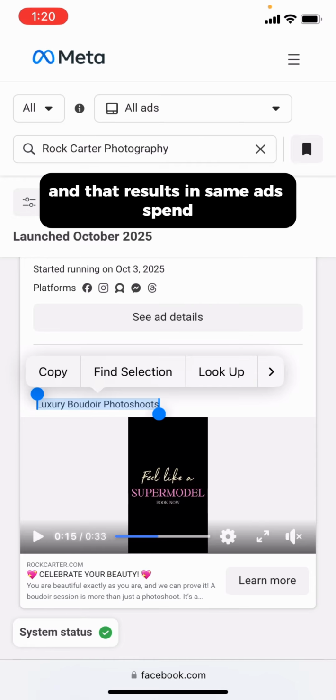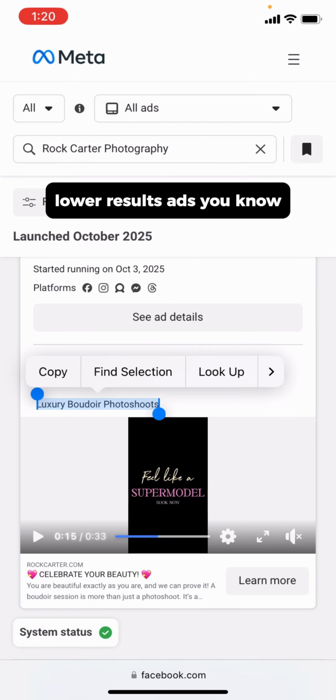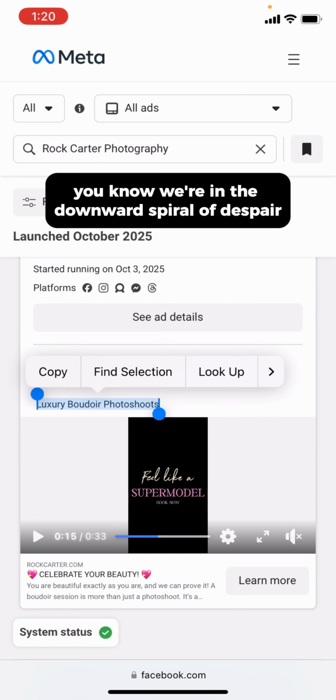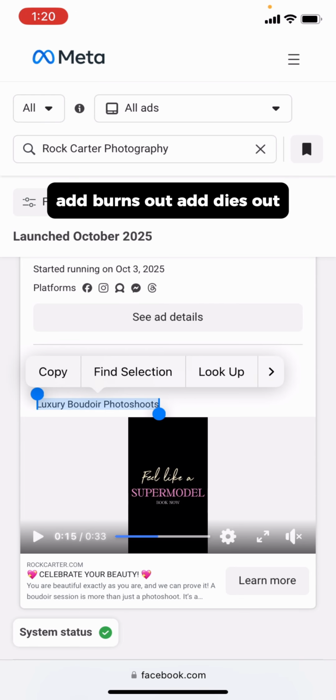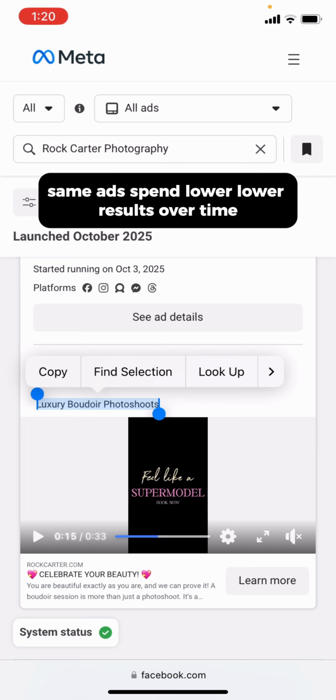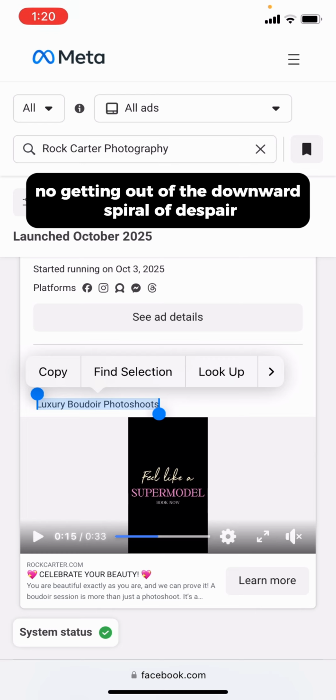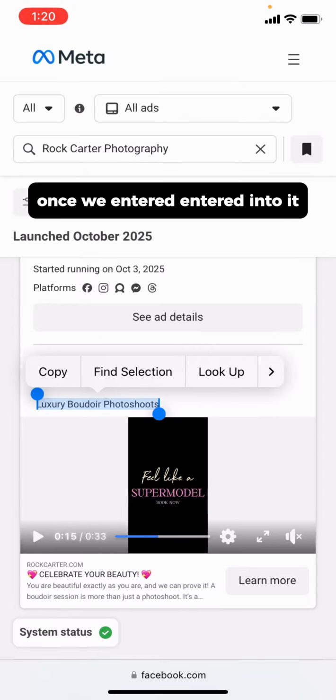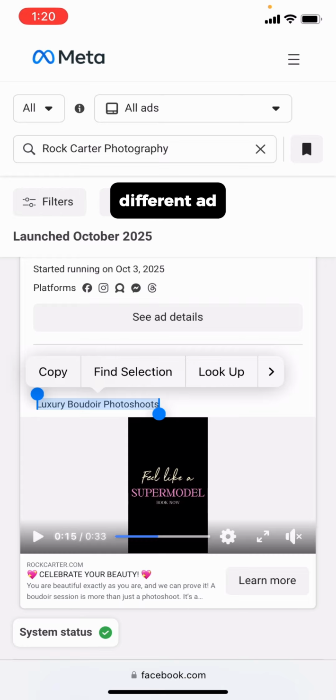And that results in same ad spend, lower results. Ads, we're in the downward spiral of despair. We know the steps right now. Ad burns out, ad dies out. We've got to refresh creative as we're doing same ad spend, lower results over time. No getting out of the downward spiral of despair once we've entered into it. We'd have to do a whole new different ad.